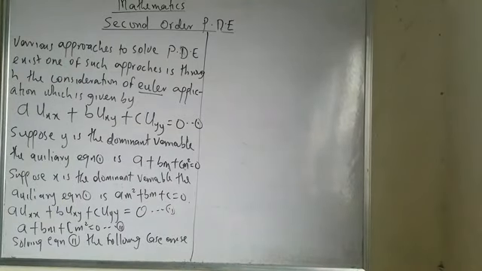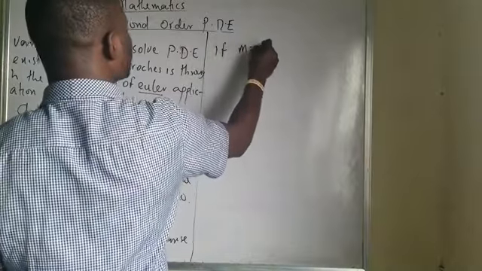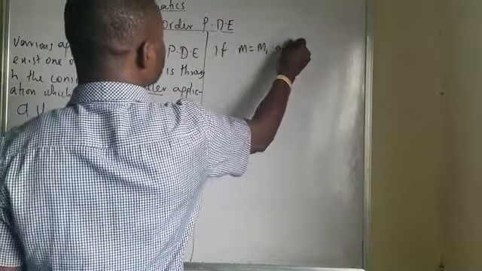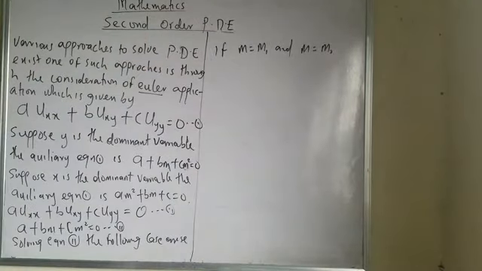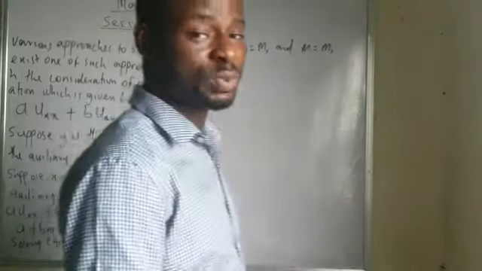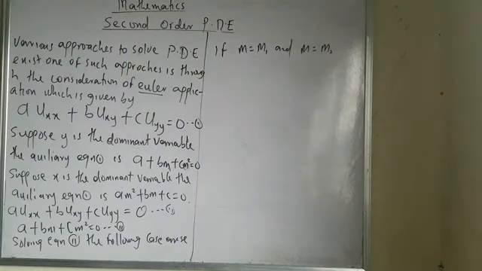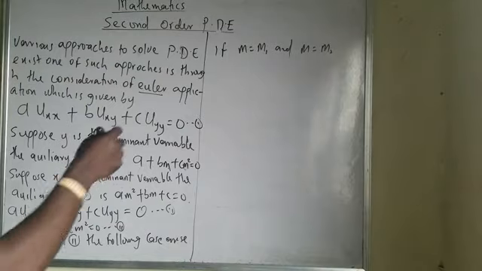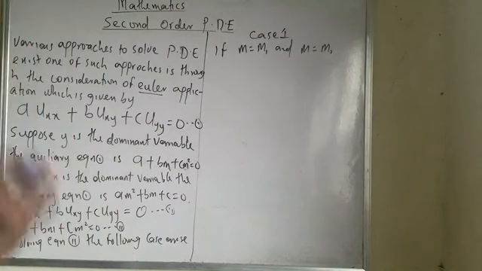First one, if m equals m1 and m equals m2. Now, it means I have different values there, which we have explained is known as distinct or real roots. That is case 1. Now, if something like this happens, what will you do?